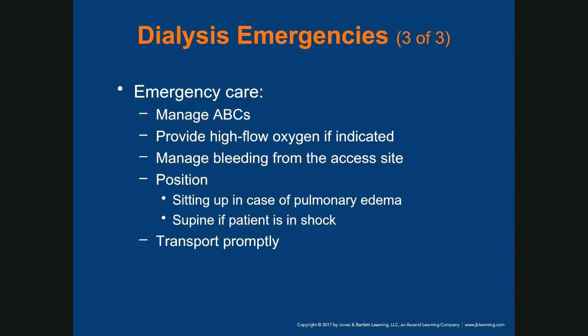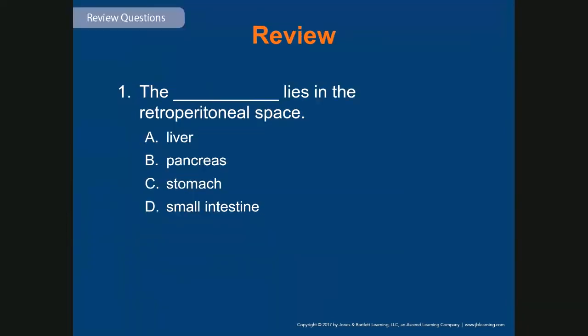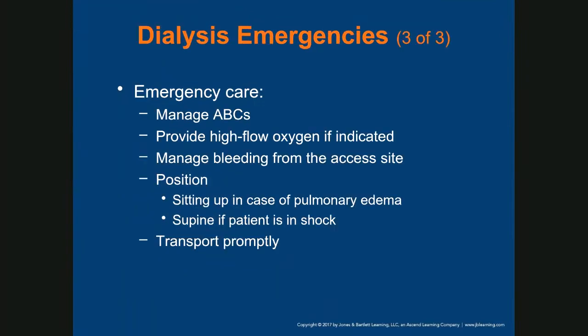All right, your emergency care for dialysis emergencies should be centered around maintaining ABCs, airway, breathing, circulation. Provide high flow oxygen if indicated. Manage bleeding from the access site. Position: sitting up in case of pulmonary edema, supine if the patient is showing signs of shock, and we transport promptly. That's it. Right? So that's gastrointestinal and urologic emergencies. A lot of itis.